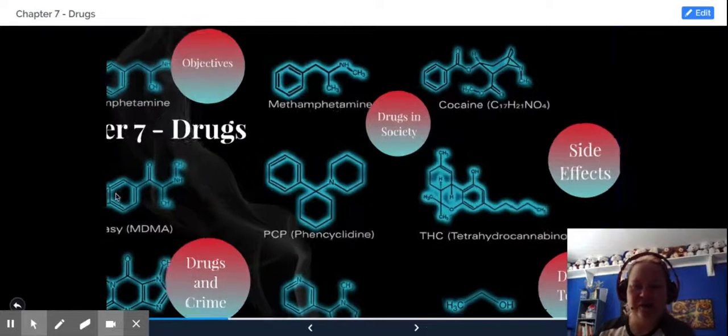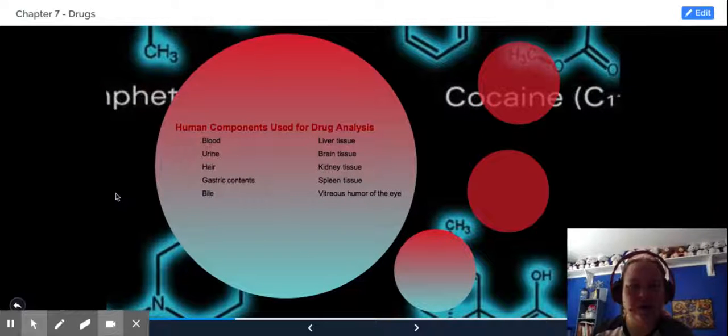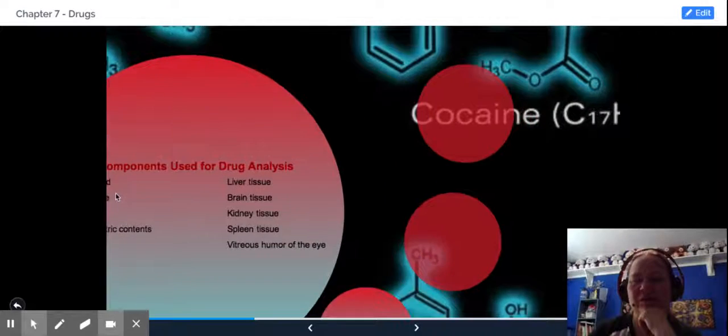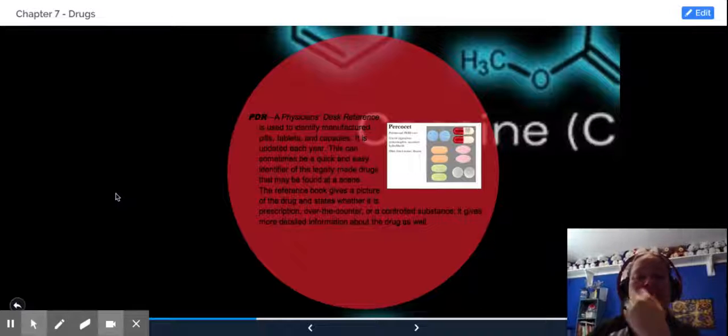All right, so how do we test for drugs? Post-mortem, you can look at the blood, the urine, the hair, gastric contents, all these things. The vitreous humor of the eye is a liquid or jelly substance in the eye. They'll stick a needle in the eye and extract some of it. We talked about the PDR.